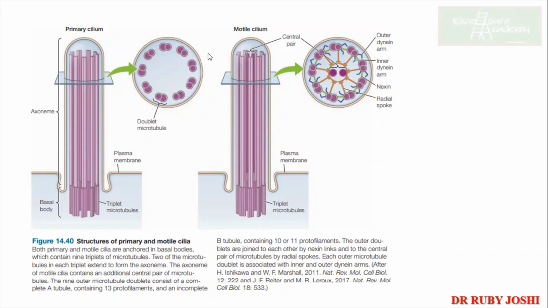No. Do you remember the image of the centriole which I have shown? What was there? Here there are 9 doublets. Over there, what was present? Triplets were there. Okay. Now let's come over here.